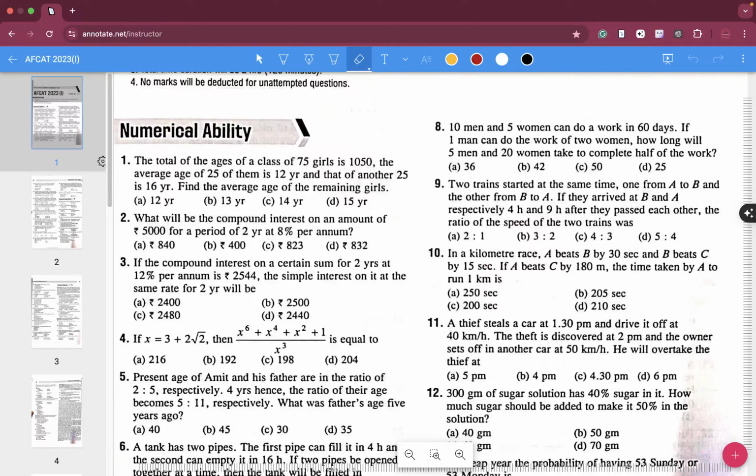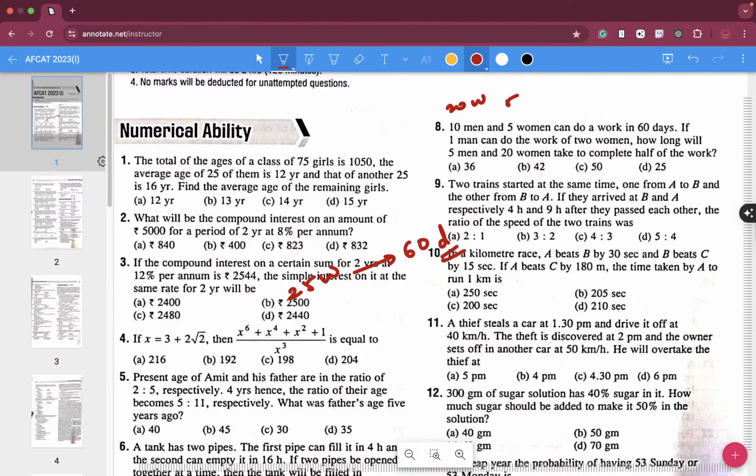10 men and 5 women can do a work in 60 days. If one man can do the work of 2 women, how long will 5 men and 20 women take to complete half of the work? This is what they are asking. One man can work for 2 women, so over here, can I simply say 25 women do the work in 60 days? Can I say like that?